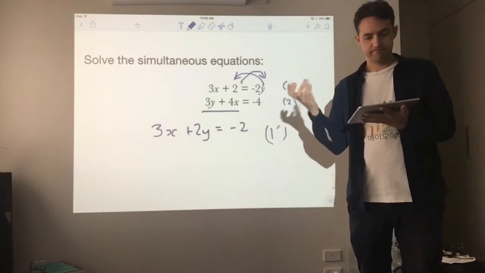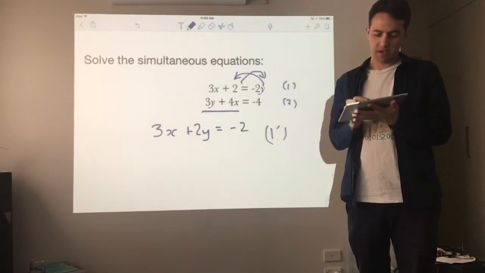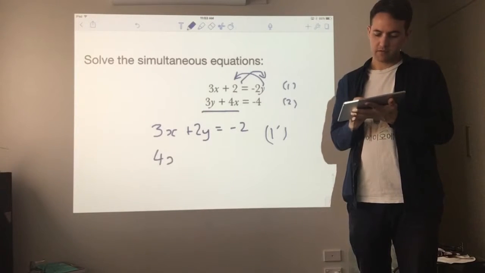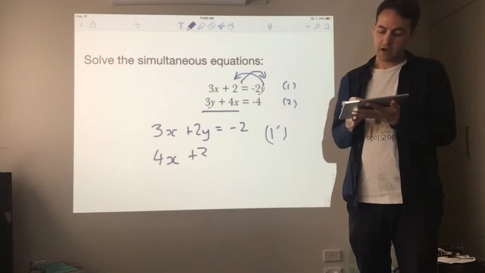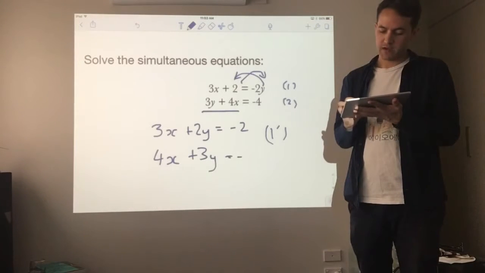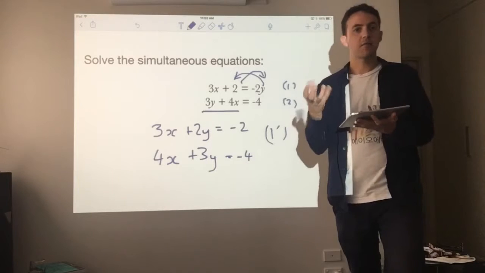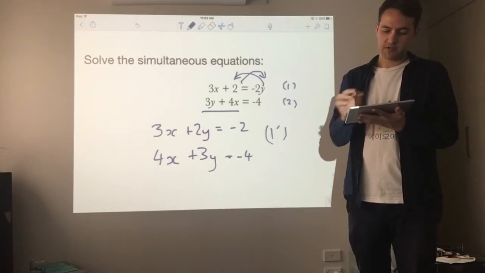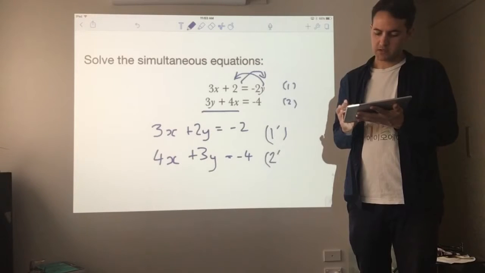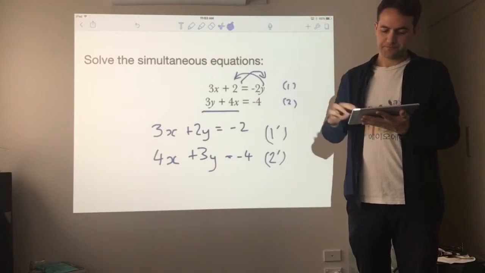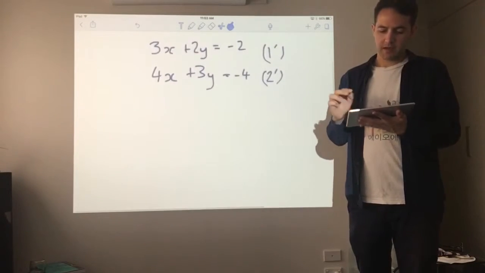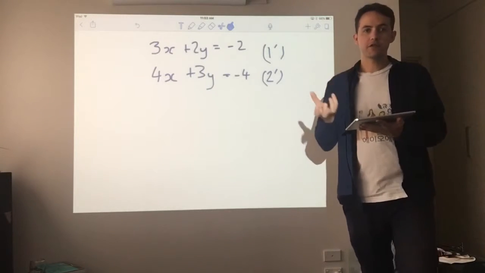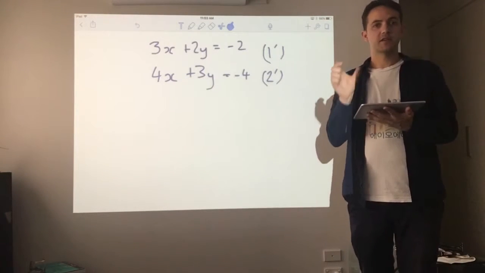For the other equation, I might just rewrite it out in a different order so that I've got the same order and I can easily compare the two equations. So it's going to be 4x plus 3y is equal to negative 4. So this is my new simultaneous equations that I'm going to look at solving, and I'll call this one 2 dash, like this.